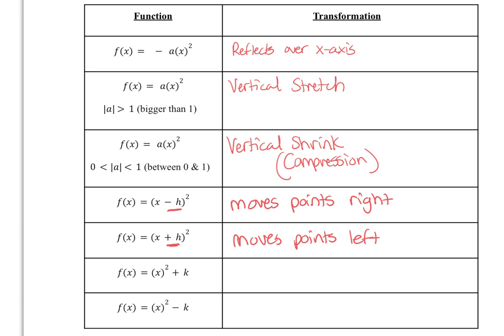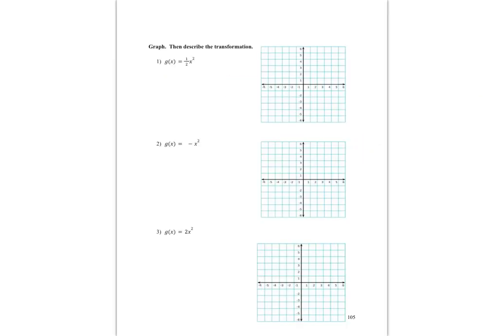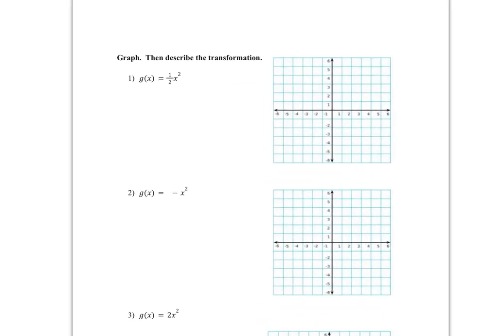Now, new pieces, our last pieces to our transformation. So flipping back to page 104. This k at the end, if we have a plus k at the end, it's moving it up. Move points up. Well, then opposite of that would be to move points down. Okay, for now. And we're going to check this out here.